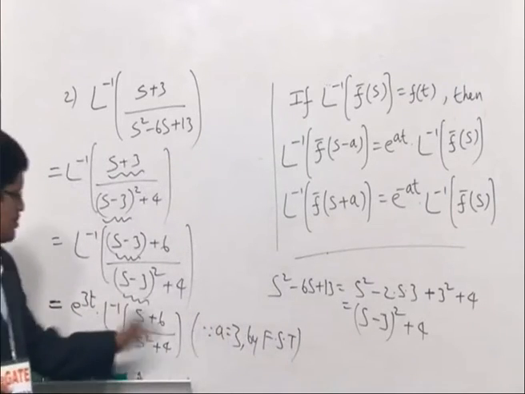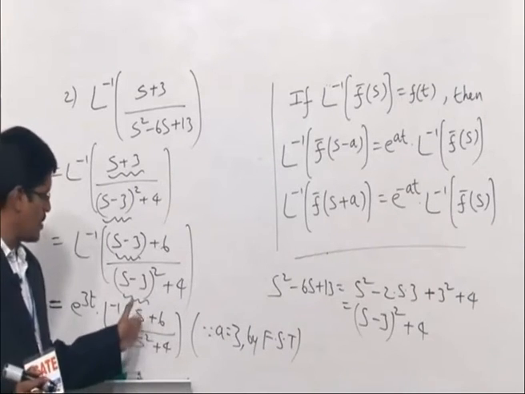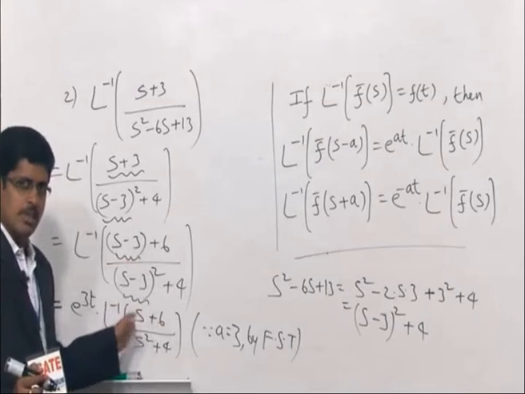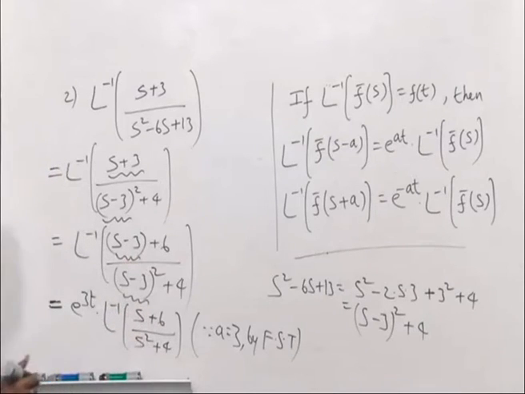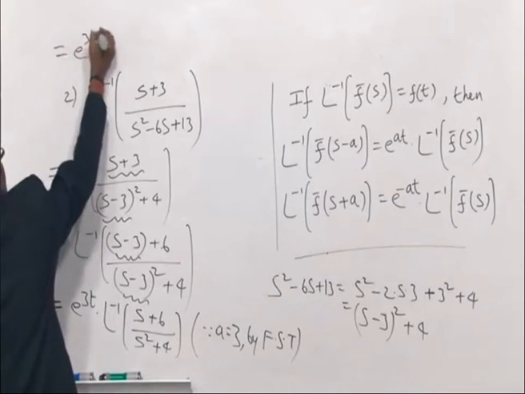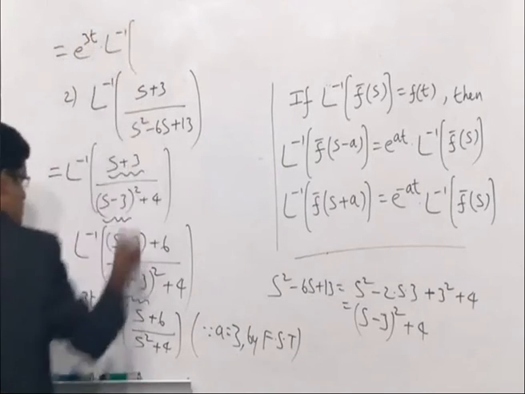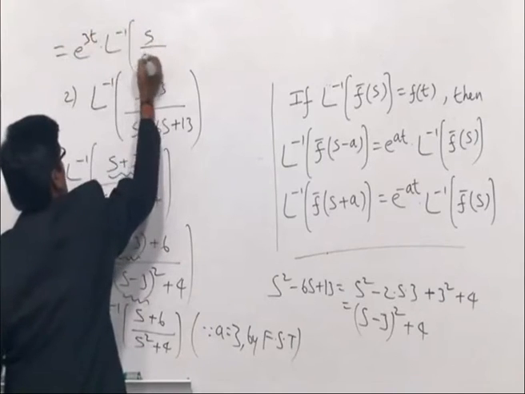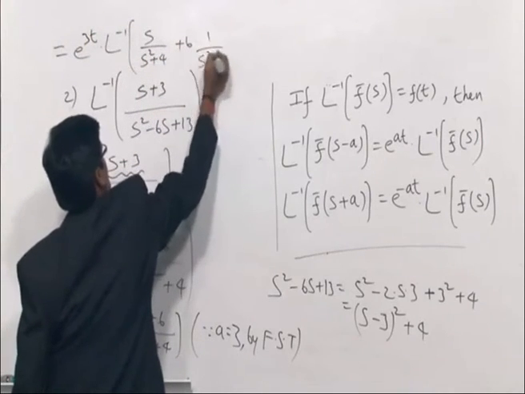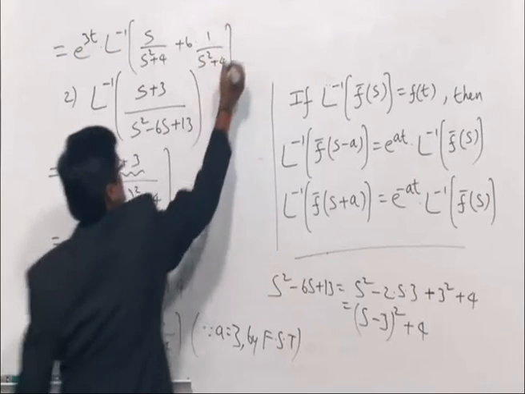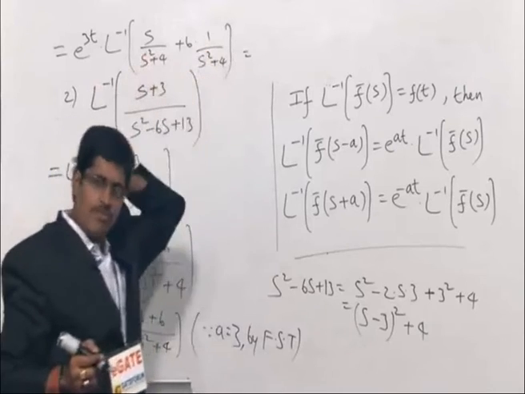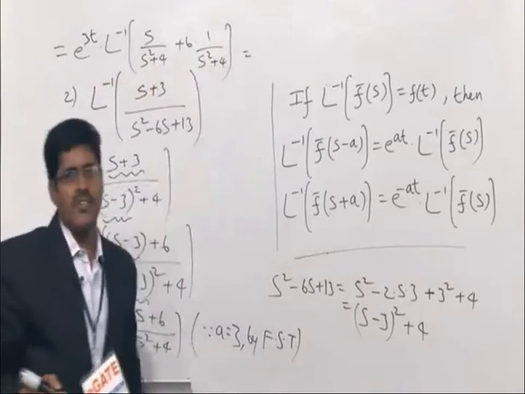You know how to evaluate this by splitting into fractions, which I have done earlier in the basic inverse problems. So this is equal to e power 3t into L inverse of s by s square plus 4 plus 6 times 1 over s square plus 4. S over s square plus 4 is cos 2t, and 1 over s square plus 4 is sin 2t by 2. Later you simplify.